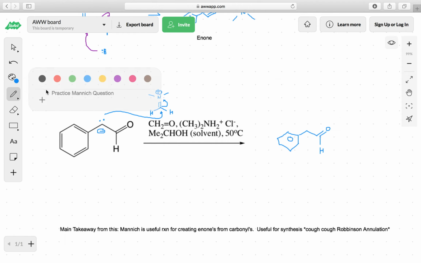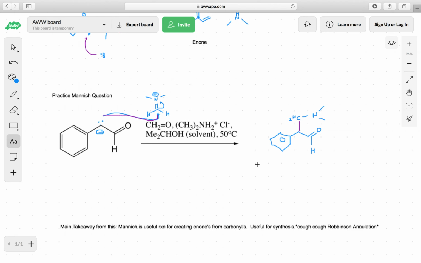So I'll use purple to describe this bond that we just formed, this bond right here. So that will be right here. And so from this carbon, there's another carbon and there's a nitrogen. And the nitrogen has two methyl groups sticking off. And let's just CH2, nitrogen with two methyls sticking off. Okay, cool. So that's our Mannich base that we just created.